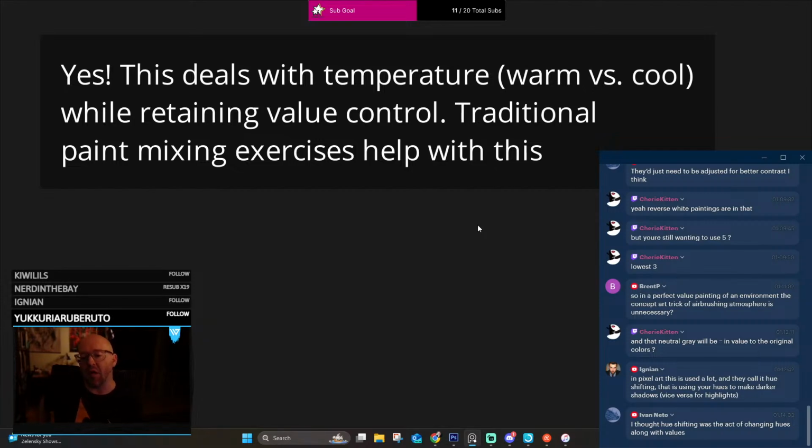Was the act of changing hues along with values? It can be, but there's also this thing called vibrating colors. Whenever you have two colors that are different chromas and different intensities, but they're exactly the same value and right next to each other, it will give you a headache, because your brain doesn't understand what it's looking at. It happens very rarely, but you can do it, and a lot of contemporary artists do.